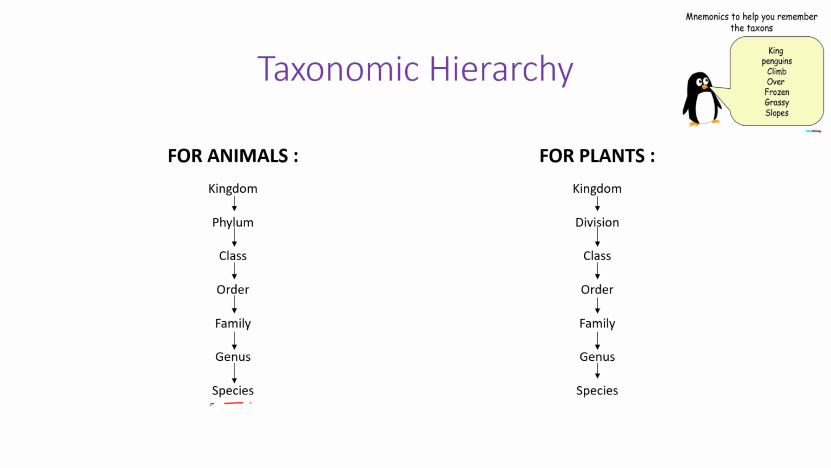Now in animals, the group of related classes forms a phylum, whereas in plants, the group of related classes forms a division, which varies. Then in animals, a group of related phyla is called a kingdom, whereas in plants, a group of related divisions is called a kingdom.